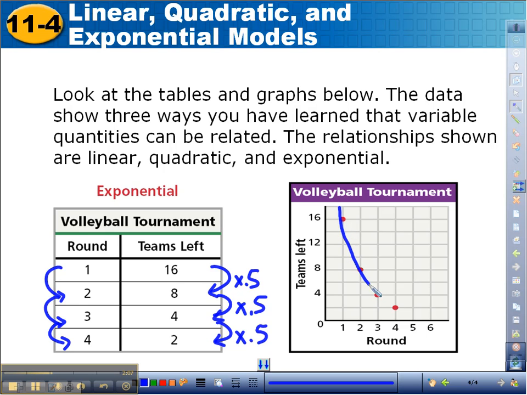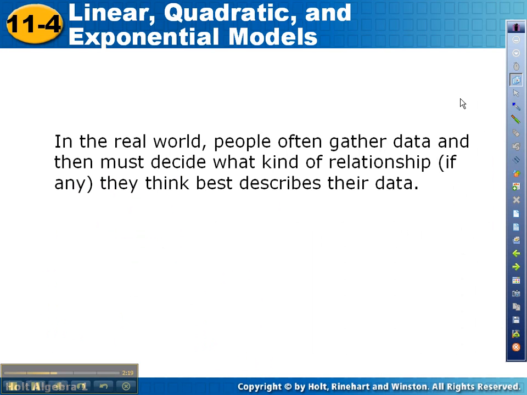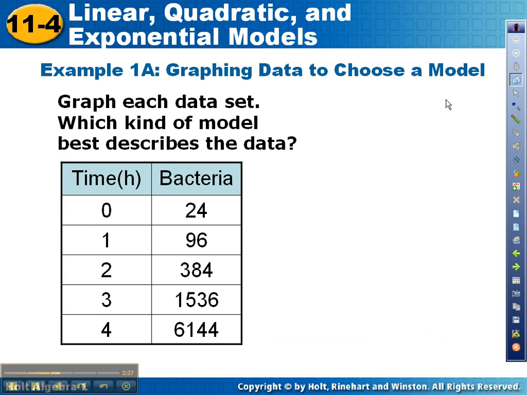From a graph, you see that you've got this kind of curve, and down here at the bottom, it approaches your x-axis or a y of 0, but it never gets there. So that's exponential. In the real world, people often gather data and must decide what kind of relationship, if any, they think best describes their data.